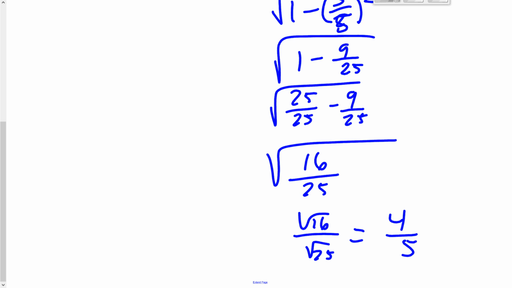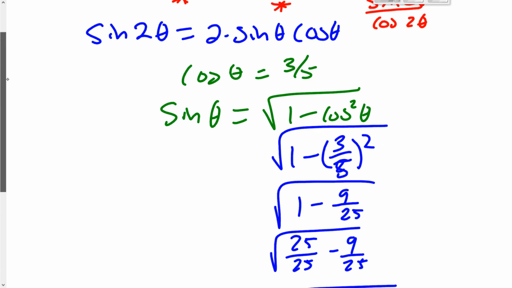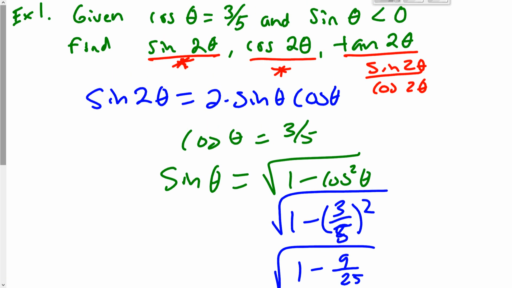And then we know from our directions that sine is going to be negative, right? Because sine of theta is less than 0. So now we know sine of theta is negative 4/5, because it says sine is negative. So we know sine of theta equals negative 4/5.